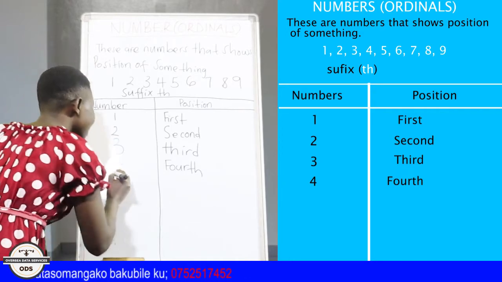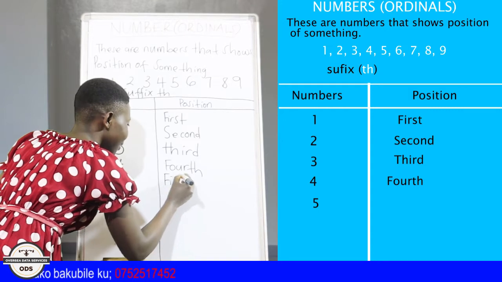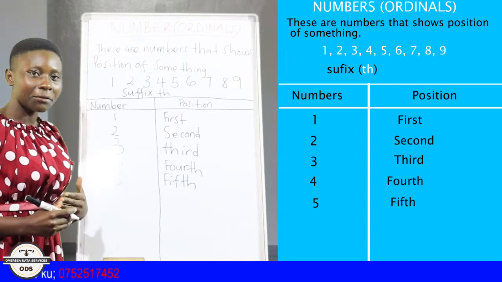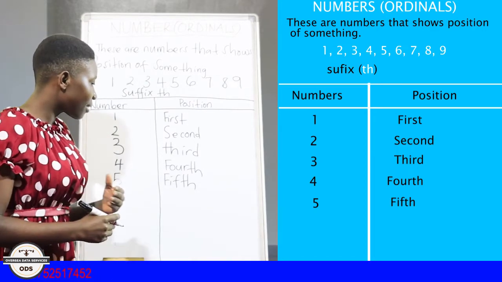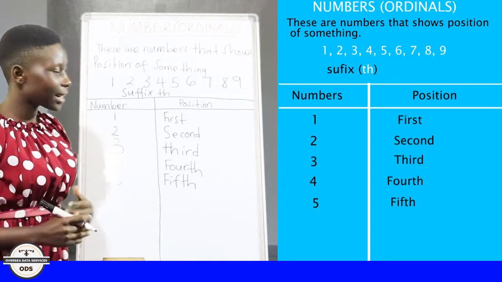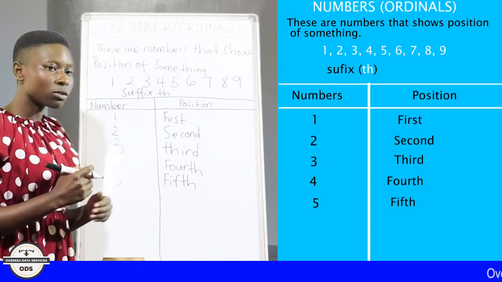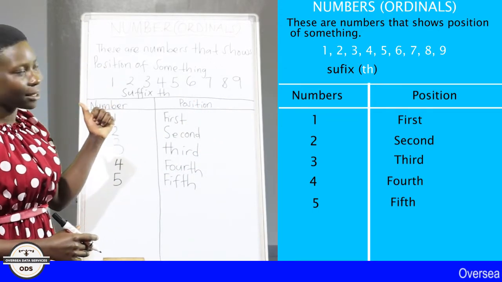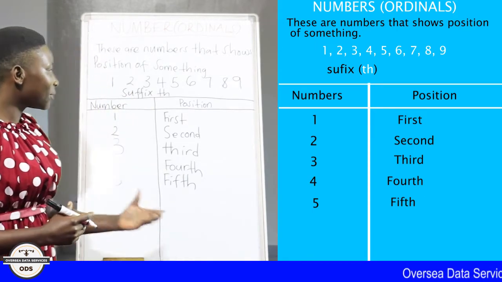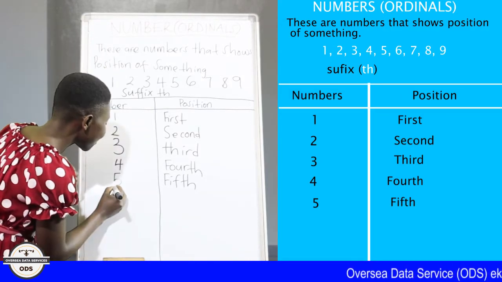Okay, let us continue and we see 5. Fifth. That is the position of 5. Teachers use these positions on report cards. My reports go like this. We use positions. We don't use the other numbers, the ones we looked at last time, which show quantity. We use these ones which show positions.